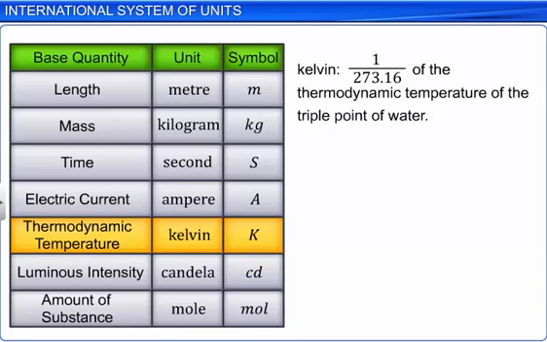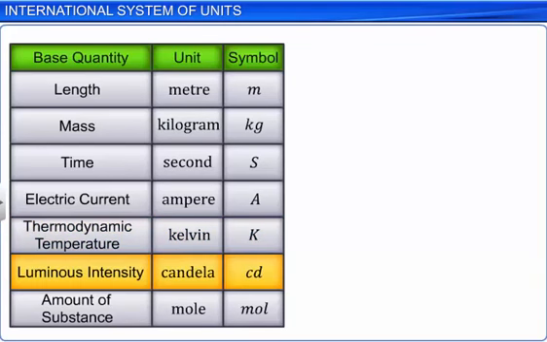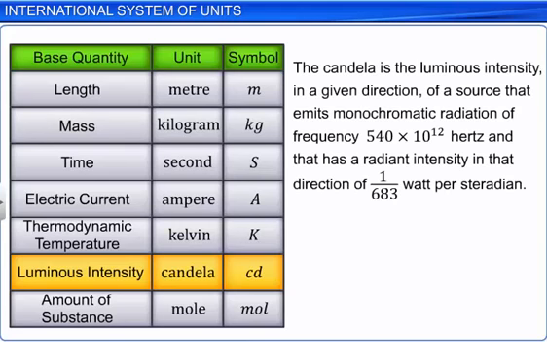Luminous intensity is measured in candela, denoted by the small letters cd. A candela is the luminous intensity in a given direction of a source that emits monochromatic radiation of frequency 540 into 10 power 12 Hz, and that has a radiant intensity in that direction of 1/683 watt per steradian.